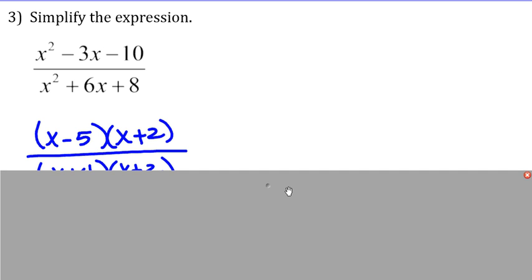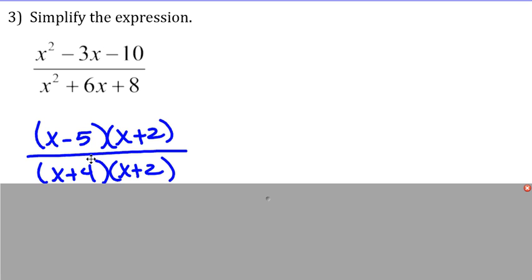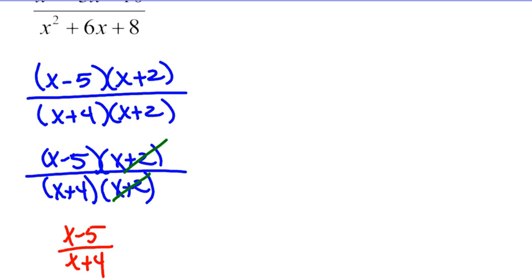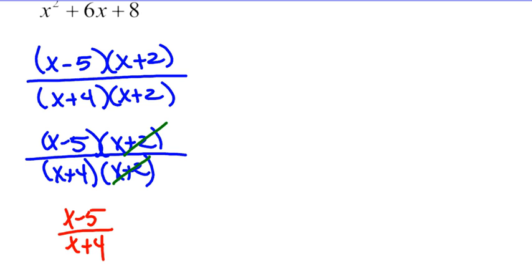So our factored forms, if we're looking at it, the numerator, we said x minus 5 times x plus 2, denominator x plus 4 times x plus 2. Now that we have the basic factors, like we've done in the previous problems, we should see if they have any common factors that we could divide out, any exact matches. Well, they both have an x plus 2, so we could divide those out, which means we're left with our rational expression of x minus 5 divided by x plus 4.